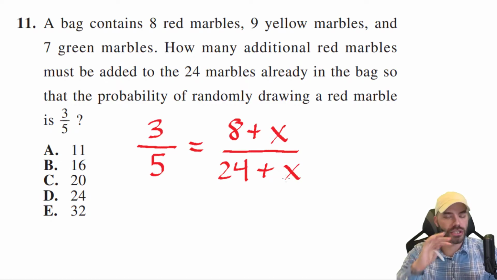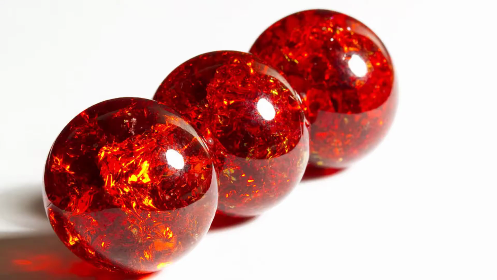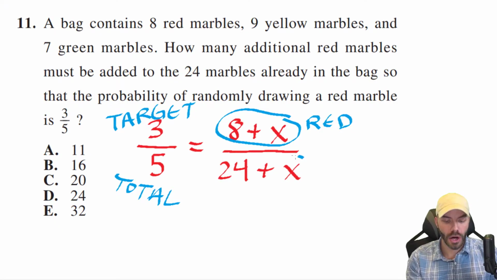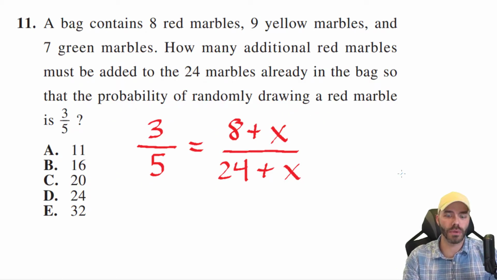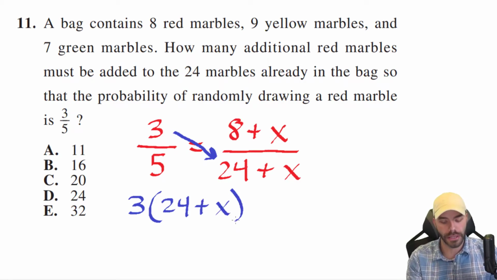Does that make sense? Let's just talk about the placement of this. The denominators must correspond, the numerators must correspond. So my target is red marbles over the total. To solve proportions, you're going to cross multiply and divide. So we have 3 times 24 plus X. Now, whenever you multiply 3 times that binomial 24 plus X, you must put it in parentheses because you have to distribute that 3. And you're going to set that equal to the product of 5 and 8 plus X.